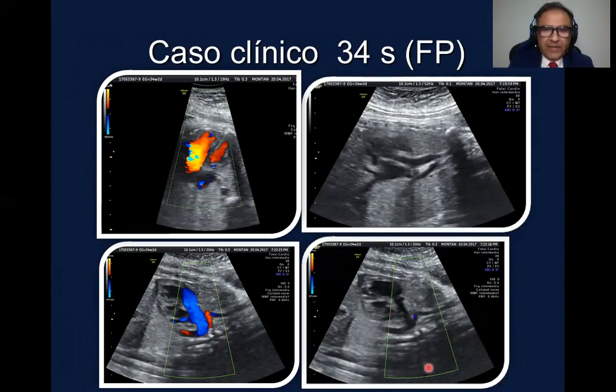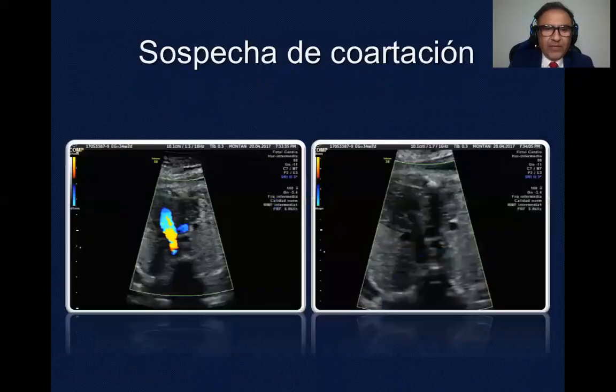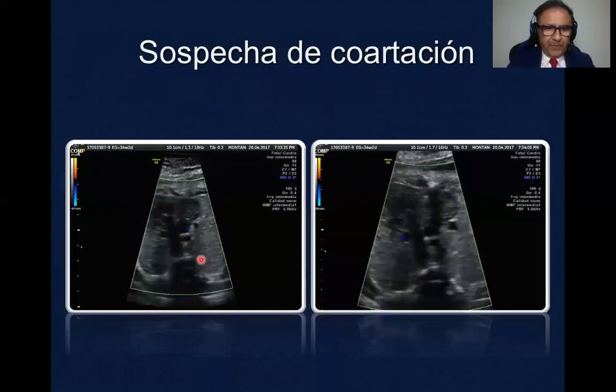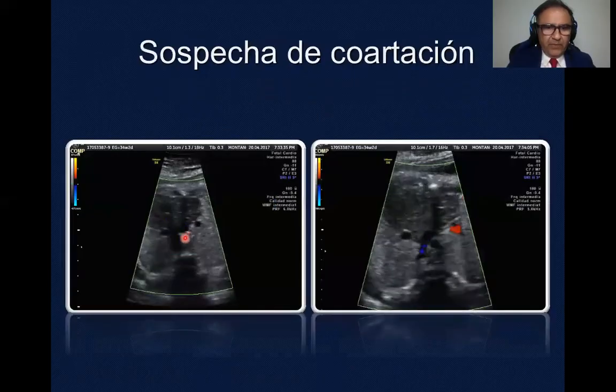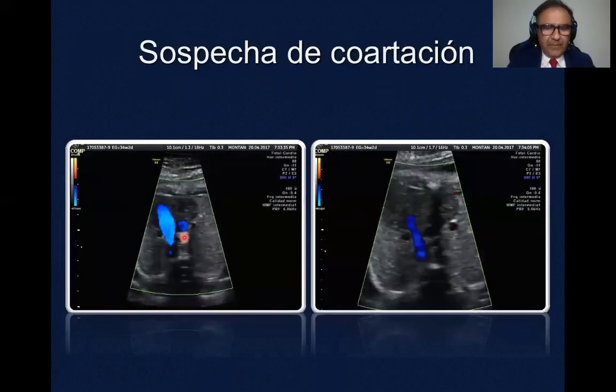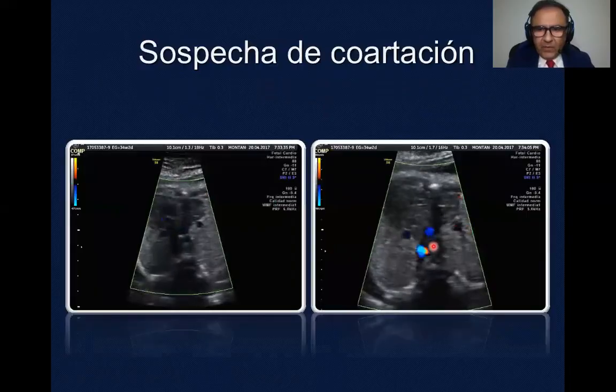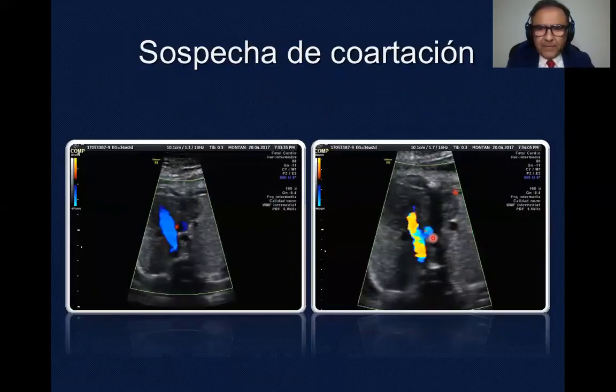The colleagues who referred this patient even suspected for a moment that it might be an interruption of the aortic arch. Please look here. Three-vessel view, a wide ductal arch, and it cannot be seen. Here, you need to make a slight transducer movement to be able to see the transverse aortic arch, and for a few moments it had reversed flow.